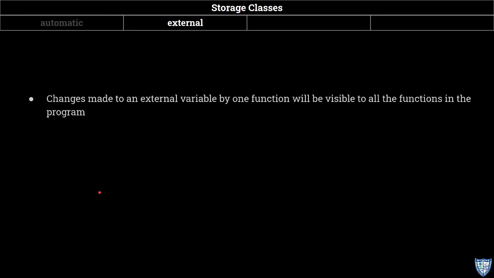And the next point: changes made to an external variable by one function will be visible to all the functions in the program. That we have seen in the example. If I change the value of the external variable c in the function main, then that change will be visible to the other function a.